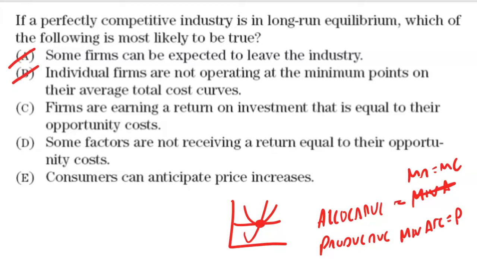So B is incorrect. C, firms are earning a return on investment that is equal to their opportunity costs. This one is correct, mainly because when we're talking about a normal profit, when firms are making no profit whatsoever, we're talking about it in an economic sense, where we're taking into account the opportunity costs. So all C is saying is that there is no economic profit here, that their opportunity costs, their implicit costs, equal what the companies are receiving in return. So C is correct.